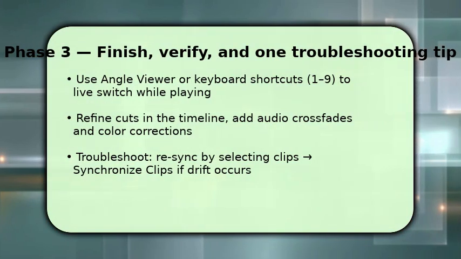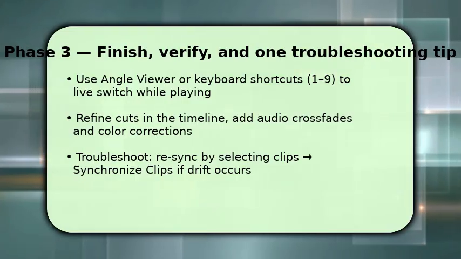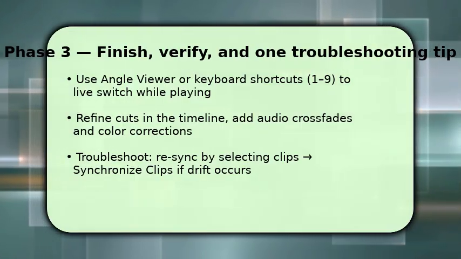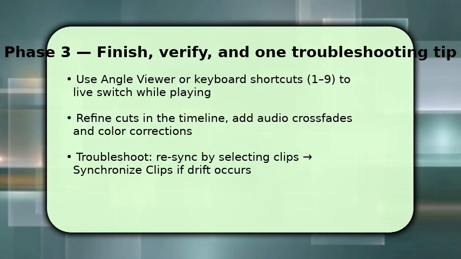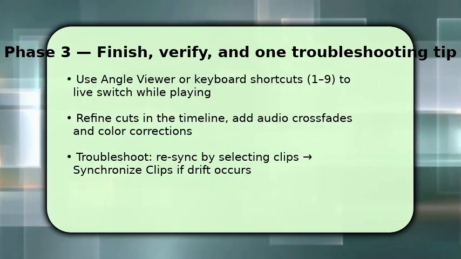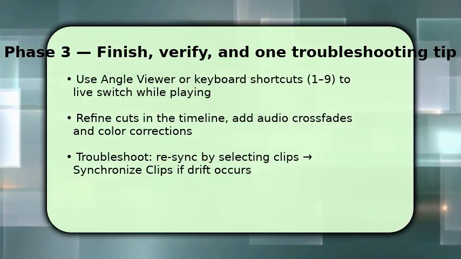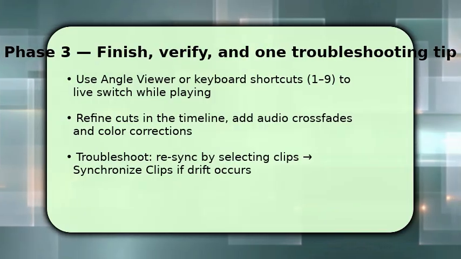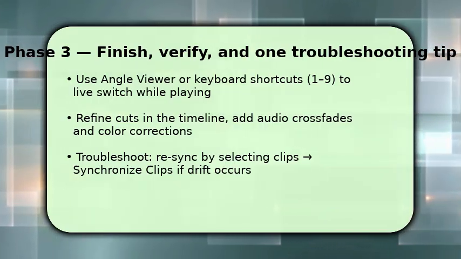Place the multicam clip into your timeline, play it, and switch angles live using the angle viewer or keys 1 through 9. You'll capture performance timing naturally. Once you've recorded angle changes, refine edits on the timeline, add audio crossfades to avoid pops, and apply color corrections per angle to match looks.